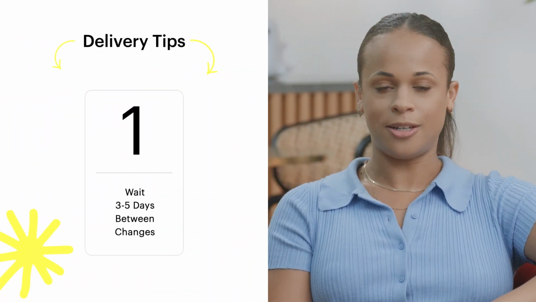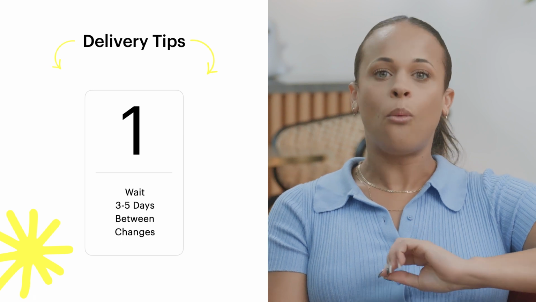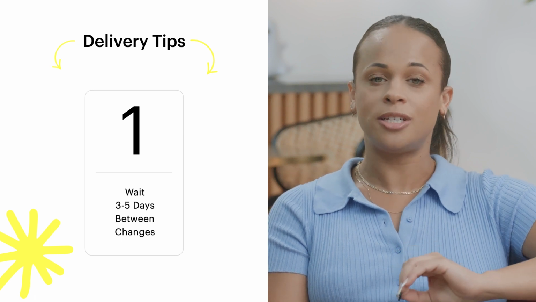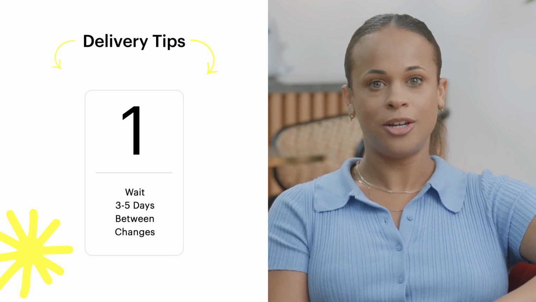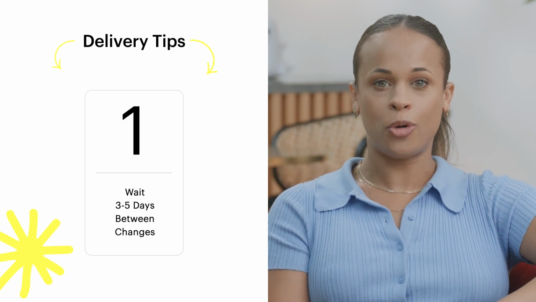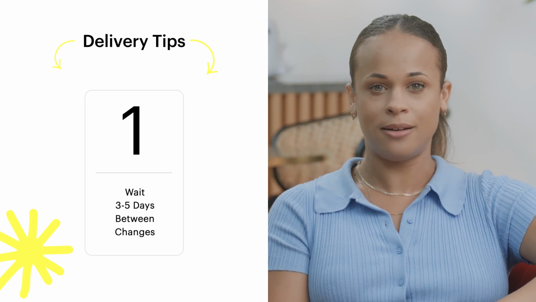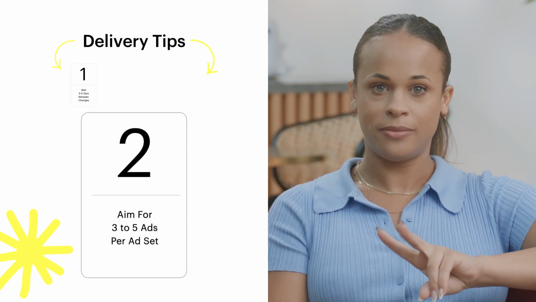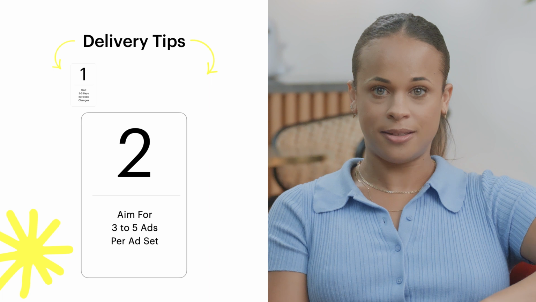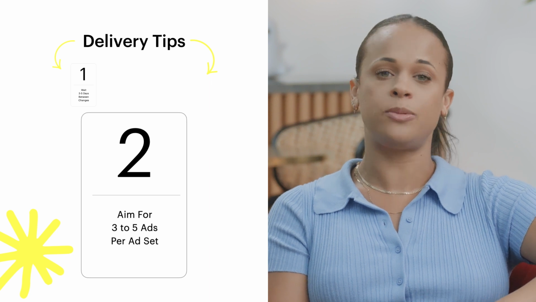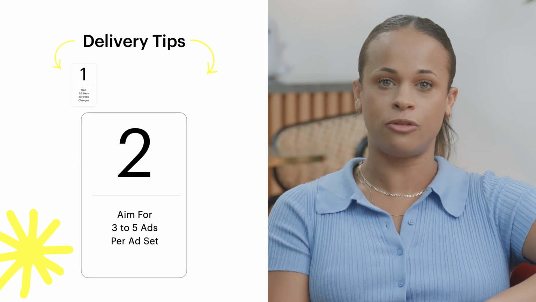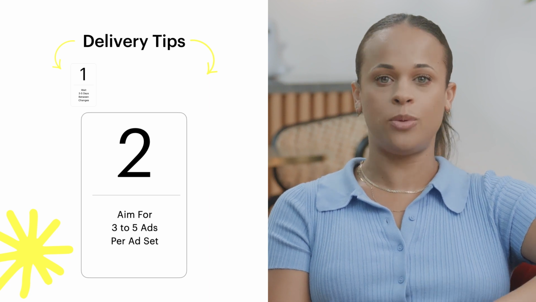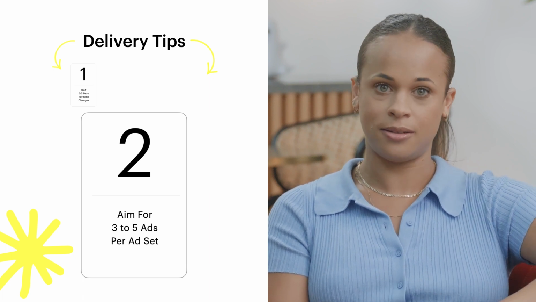Here are some tips for delivery. 1. Wait 3 to 5 days between changes, as changing bids, budget, and targeting may fluctuate performance. To reduce this, wait until performance normalizes before adjusting again. Number 2. Aim for 3 to 5 ad sets. Ads Manager will automatically optimize for your best performing ads, so it's important to give it options to test and learn from. Even simple creative tweaks can make a big difference.